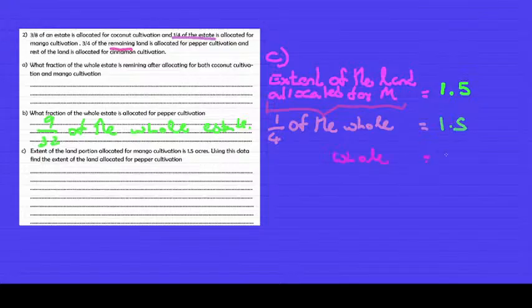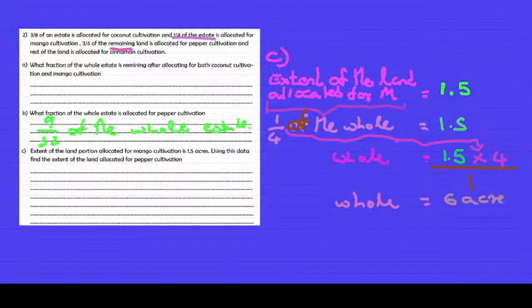That is 1.5. The division by 4 goes to the other side. What does it become? It becomes a multiplication by 4. And 'of' acts like multiplication. So when 'of' goes to the other side, what does it become? When multiplication goes to the other side, it becomes division, divided by 1. So the extent of the whole land is 1.5 times 4, which is 6 acres. And 6 divided by 1 is 6. So the entire thing is 6 acres.